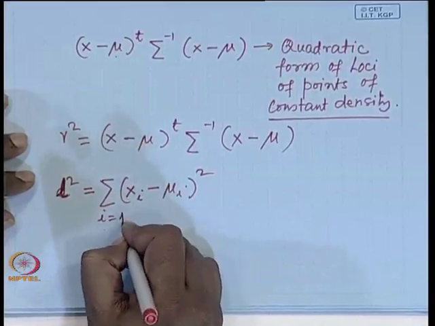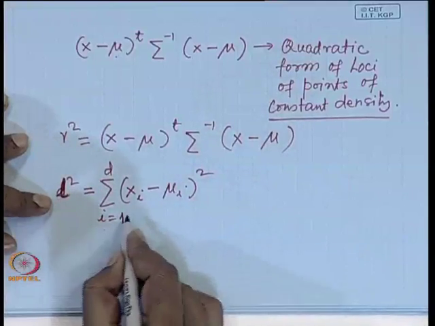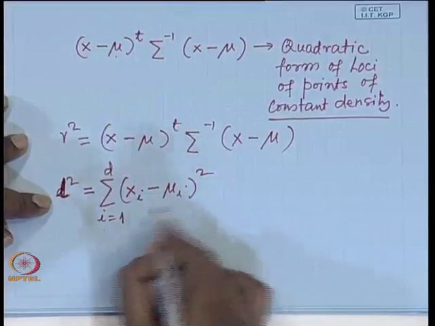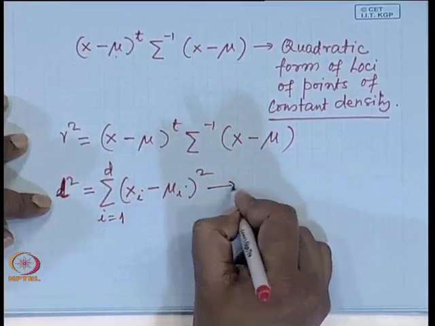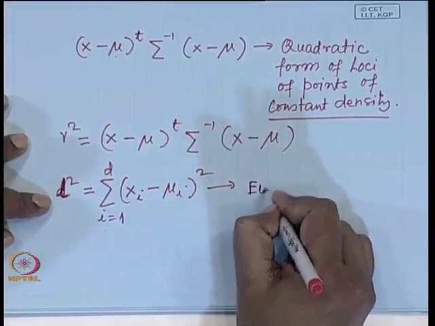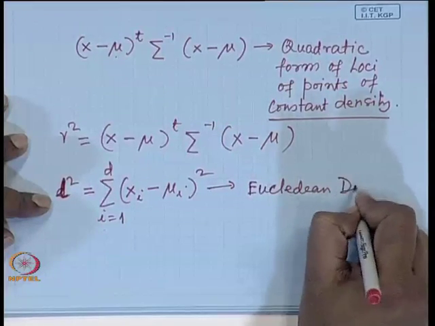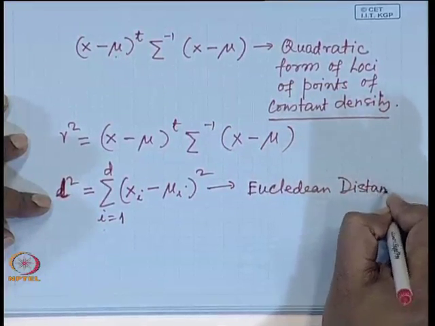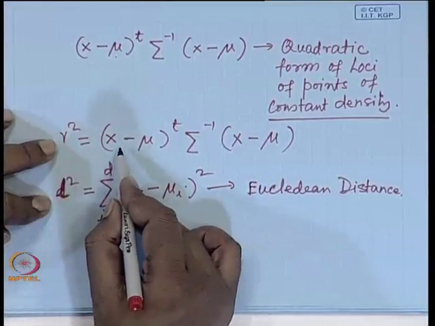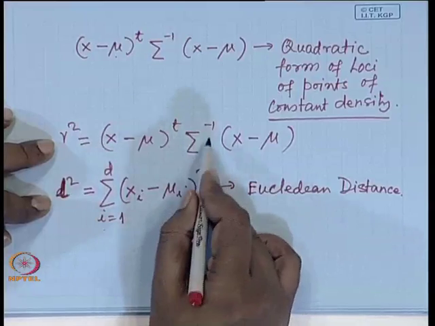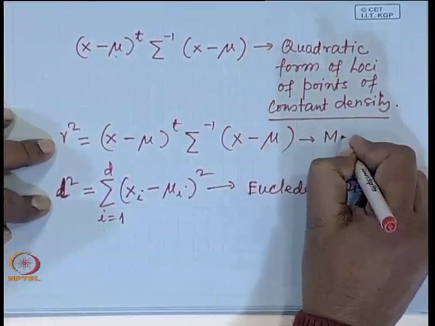where i equals 1 to d, because we are assuming our vectors are d-dimensional. So, this L square is equal to the summation of x_i minus mu_i squared, from i equal to 1 to d. This is our Euclidean distance. If I define this distance function as (x minus mu) transpose sigma inverse (x minus mu), this is what is called Mahalanobis distance.